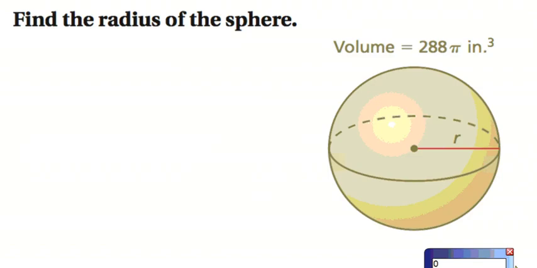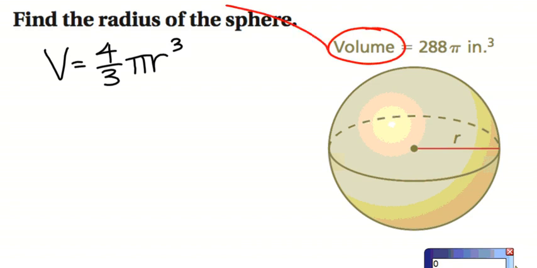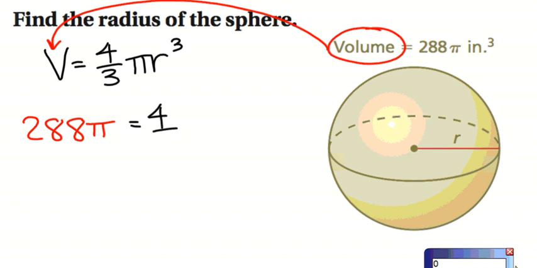Okay, next one, we're going to work backwards to find the radius. So we still need to start with the formula, 4/3 pi r cubed. But since they gave us the volume, I'm going to substitute that value in place of V. So 288 pi equals 4/3 pi times radius cubed.